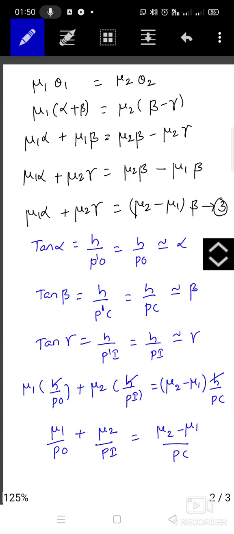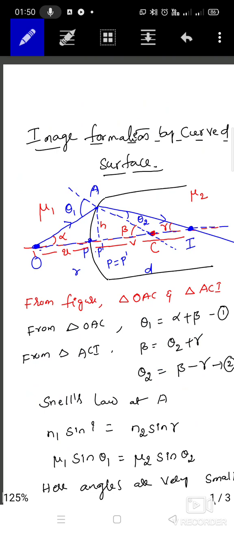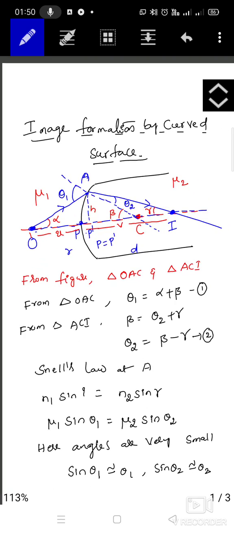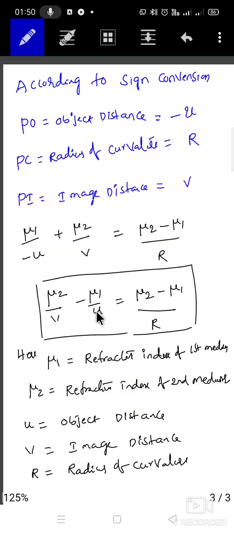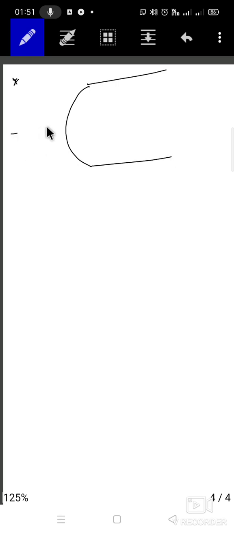So let us see the diagram. Based on this diagram, let us see how we are going to solve problems using this equation: mu2 by V minus mu1 by U is equal to mu2 minus mu1 by R. If they give one diagram like this, this is a curved surface, this is the principal axis, this is the pole, and this is the center of curvature.